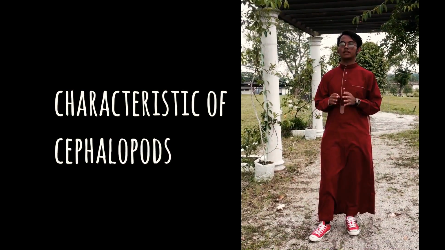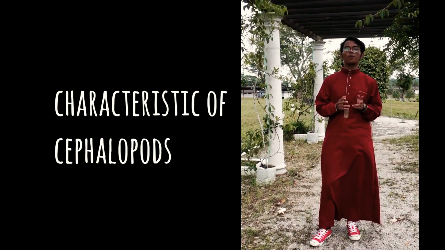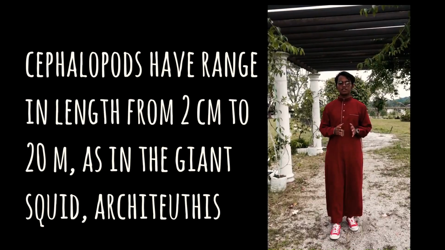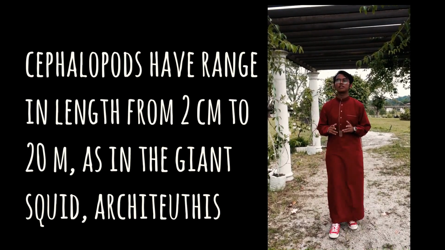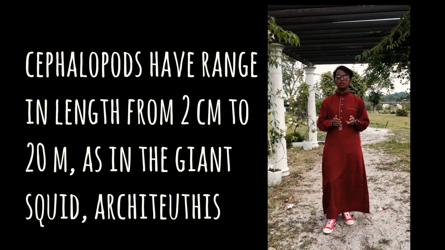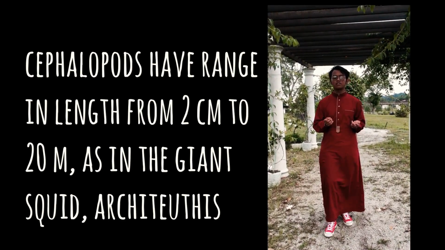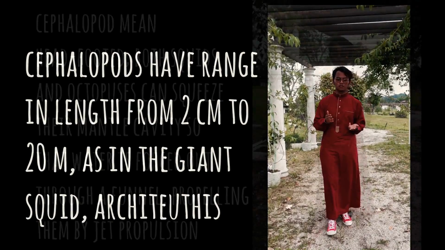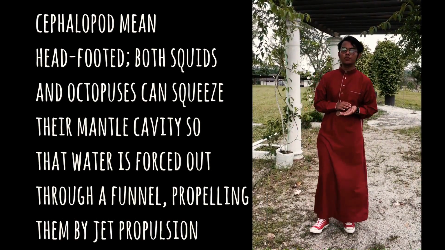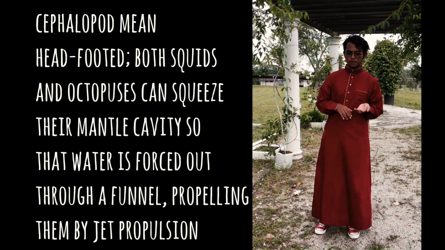Now I'm going to the next type of other mollusks, which is cephalopods. Cephalopods range in length from 2 cm to 20 cm. An example of a cephalopod that has a 20-meter length is a giant squid named Architeuthis. Cephalopods mean head-footed. Examples of cephalopods are squids and octopus.